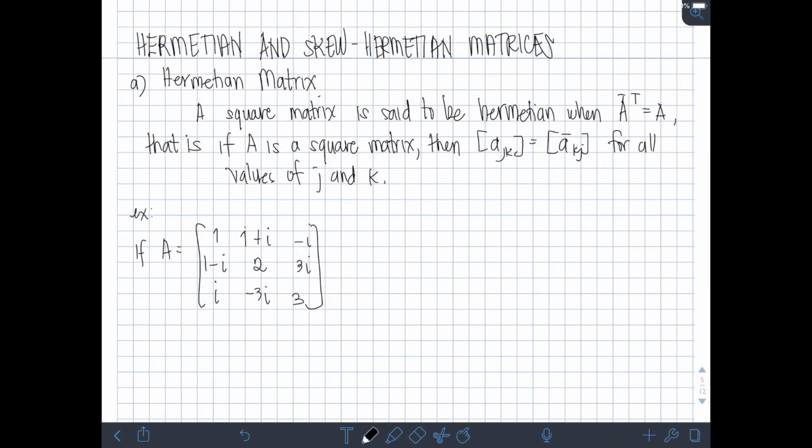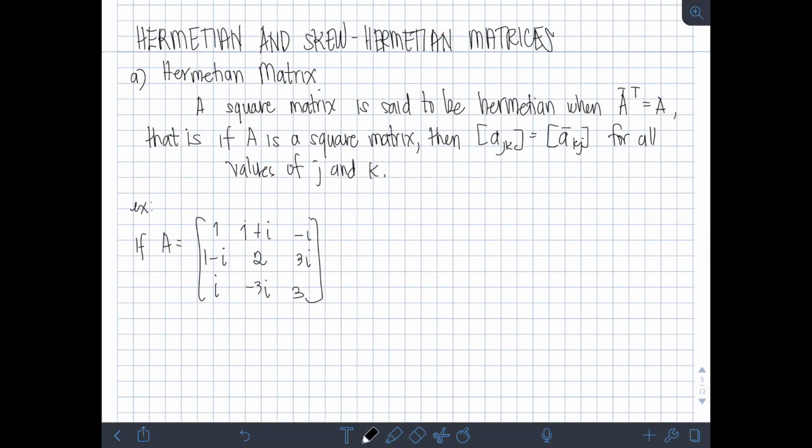Okay? Now, we have the Hermitian and Skew Hermitian matrices. So, Hermitian matrix, a square matrix, is said to be Hermitian when the conjugate of A transpose is equal to A. That is, if A is a square matrix, then A sub jk is equal to A sub kj conjugate for all values of j and k. So, Hermitian matrix naman daw kapag yung original matrix natin A ay equal sa conjugate nung A transpose.